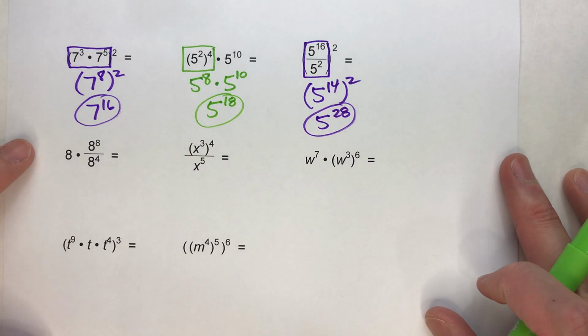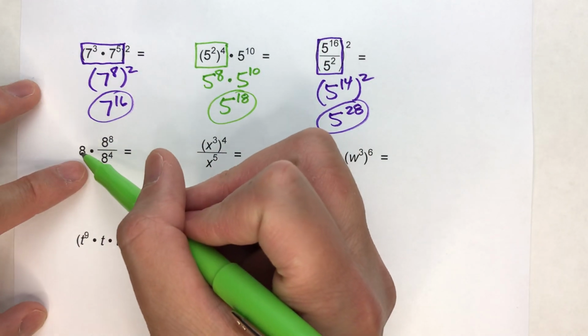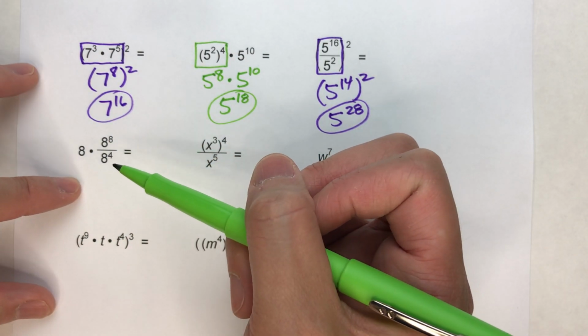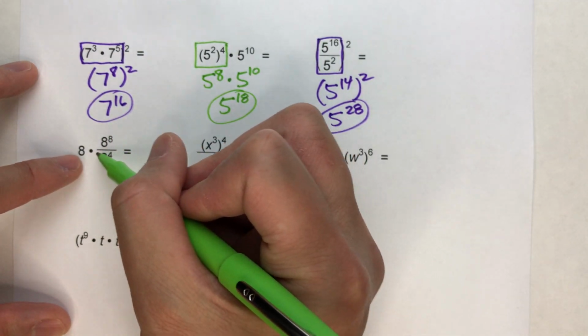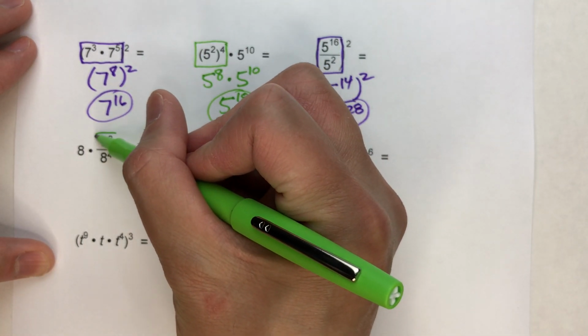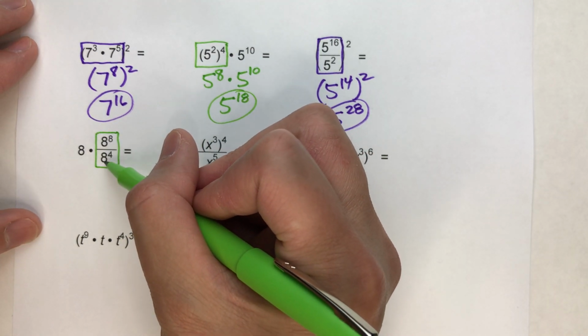All right, got a couple more. They're going to get a little bit harder as we go on. Here we go. 8 times 8 to the 8th divided by 8 to the 4th. So we got 2 steps here. Now we've got multiplication and we've got division. But this division bar, you can always think of that division bar as kind of a grouping symbol. So we actually have to do this first here. So 8 to the 8th divided by 8 to the 4th.